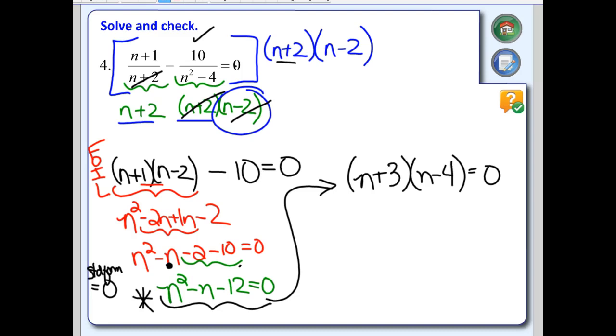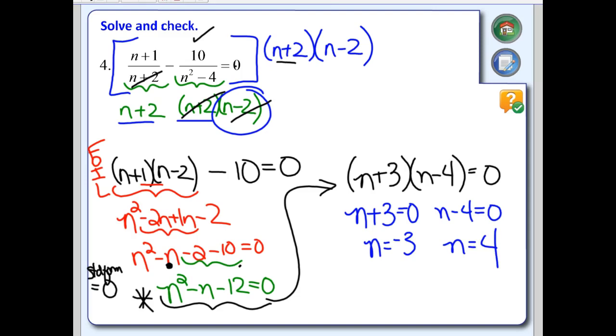Does that look familiar? Of course it does. Okay, so let's go ahead. Remember, if the whole thing equals 0, each part equals 0. So now we've got n plus 3 equals 0 and n minus 4 equals 0. So here n equals -3, and on this side n equals 4.